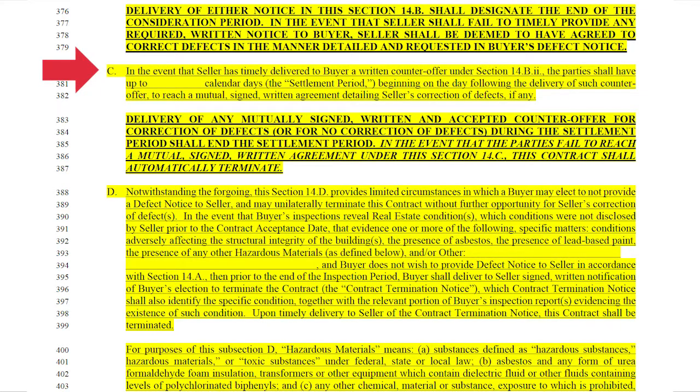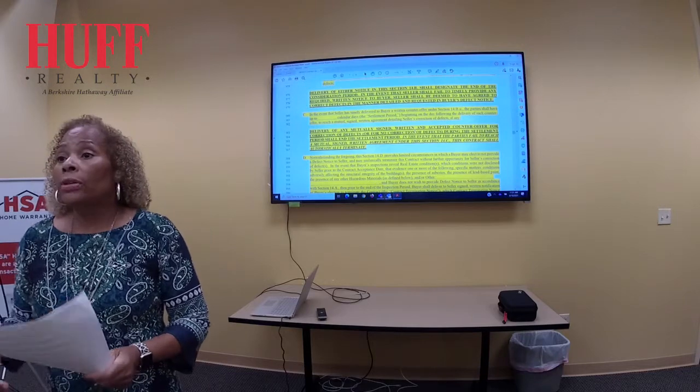C says that in the event that the seller has timely delivered to the buyer a written counter offer, no matter what that offer is, the parties have how many days now you're going to put in there. You have a blank number of days to do this negotiation. It says to reach a mutual signed written agreement detailing seller's correction of defects, if any. In the event that the parties fail to reach a mutually signed written agreement under this section, this contract shall automatically terminate. Seller comes back and says, no, buyer, you take it as is.